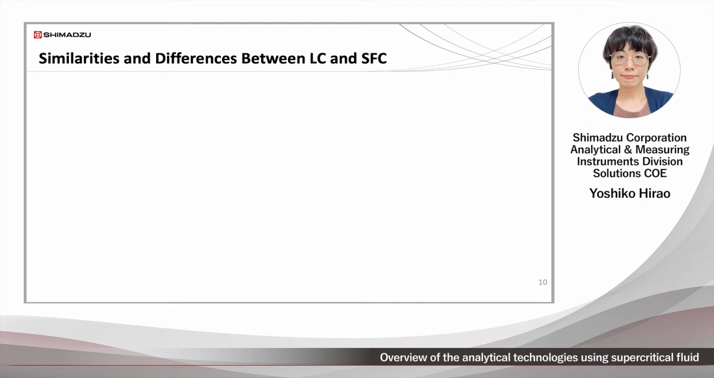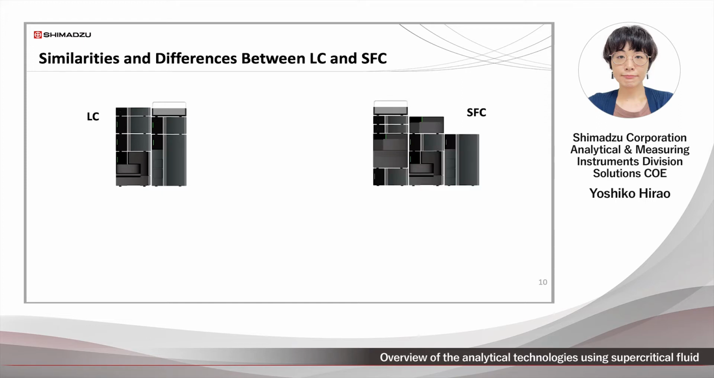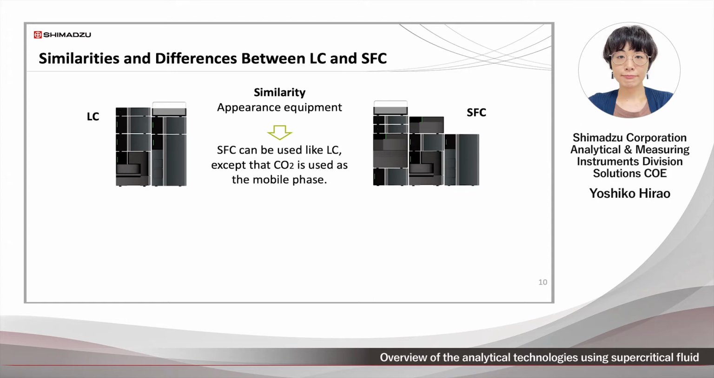An analytical method using liquid as the mobile phase is called liquid chromatography, while similarly, chromatography using supercritical fluid is called supercritical fluid chromatography. The looks of LC and SFC are almost the same, except for the use of carbon dioxide for the mobile phase. You can treat SFC like an LC.